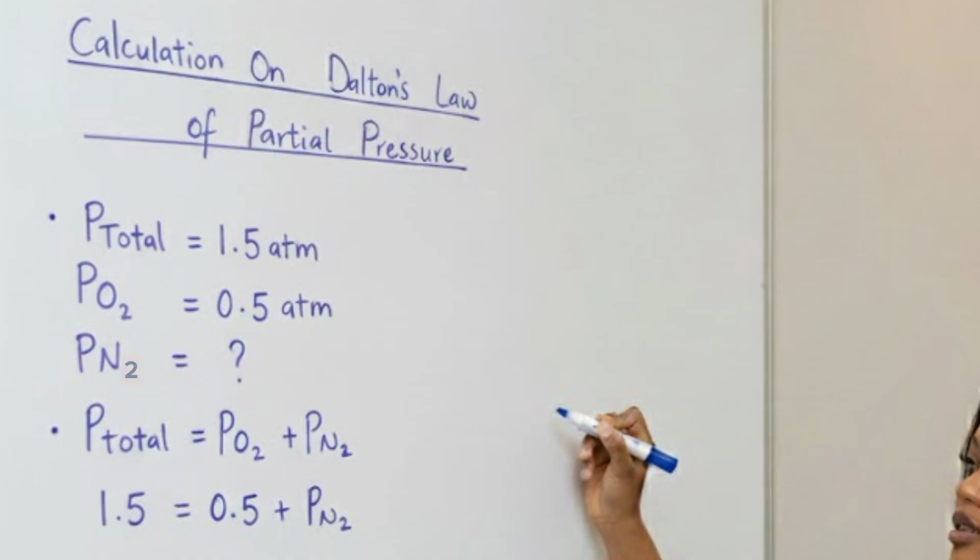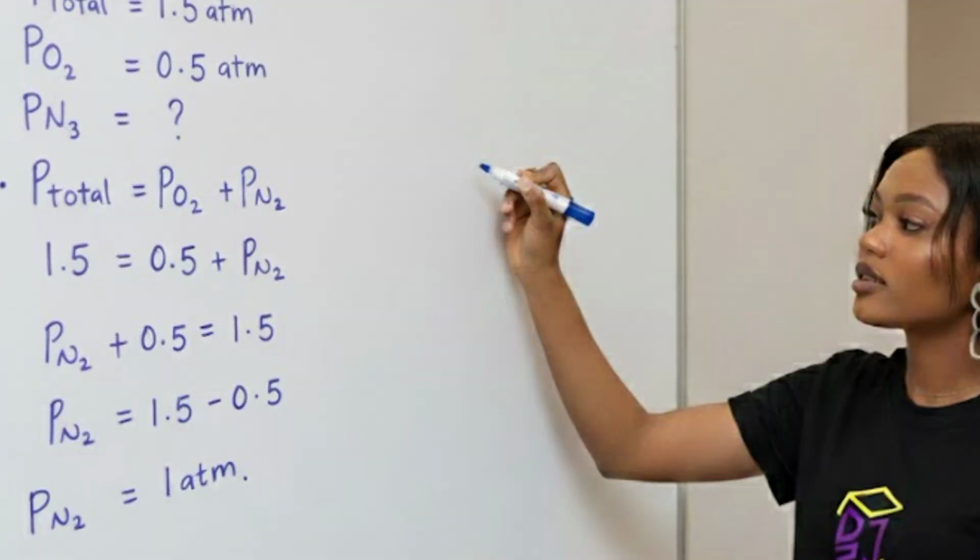So the P total there is 1.5 atm, the pressure of oxygen is 0.5 atm, and the pressure of nitrogen is unknown. So we have that P total equals the pressure of nitrogen plus the pressure of oxygen. So 1.5 equals 0.5 plus the pressure of nitrogen. Substituting. Okay, so we are going to rearrange it so you do not get confused. Just a little rearrangement.